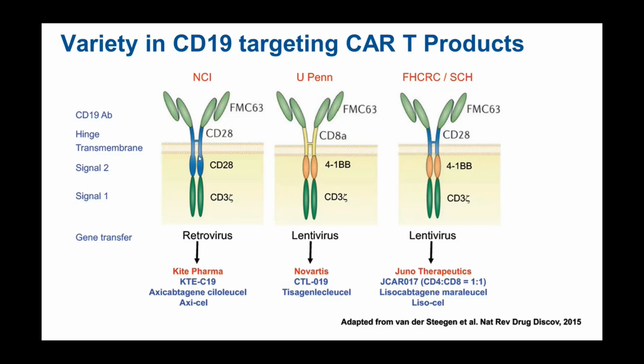So Kite Gilead and Axi-cel employs the CD28 co-stimulatory protein, as has been mentioned in previous talks. But Novartis have utilized the 4-1BB co-stimulatory signal, as have Juno Therapeutics. And the way in which these have all been transduced into the T cell varies. So Kite use a retroviral program, whereas Novartis and Juno have employed a lentiviral program to get the genetic transduction of the T cells optimized. And this may change again in the future as different processes come online, such as CRISPR technology.